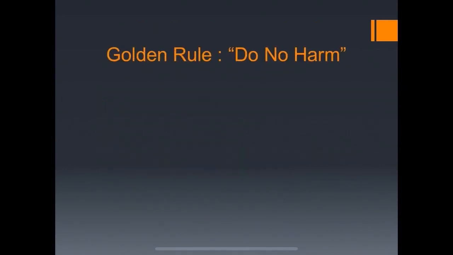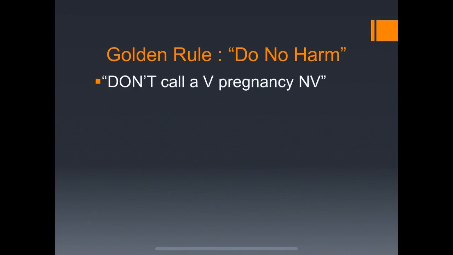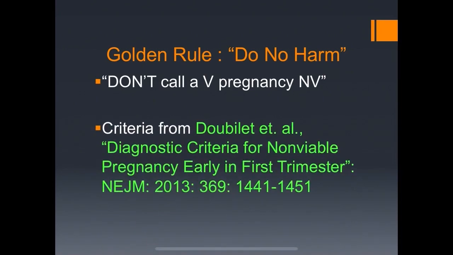So again, the golden rule in medicine, do no harm. And in this case, we don't want to call a viable pregnancy non-viable. So what I'll be using are criteria from Doubilet, which is from the 2013 New England Journal of Medicine, to determine non-viability in early pregnancy. So these are 5 numbers from that article. You basically have to put these to memory in order to interpret first trimester pelvic ultrasound.